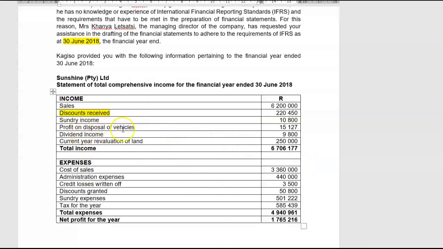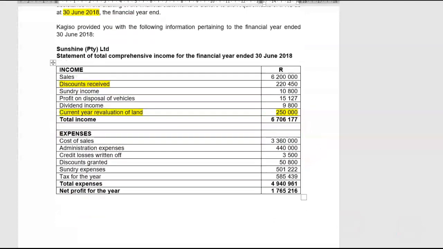Sundry income, profit on disposal of vehicles, dividend income, current year revaluation of land. They treated that as an income item. It's other comprehensive income, so that should not form part of profit before tax. It must be under the tax line. So watch out for that one. Watch out for this format that I gave you, because that makes quite a difference in your calculations.